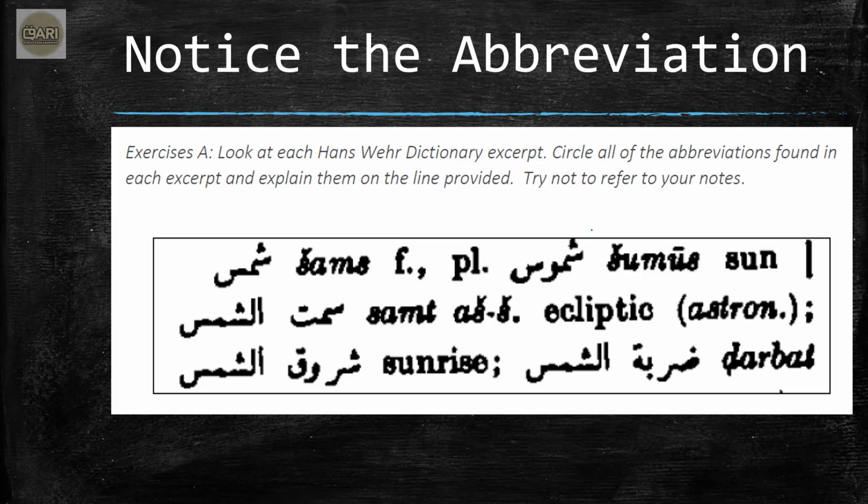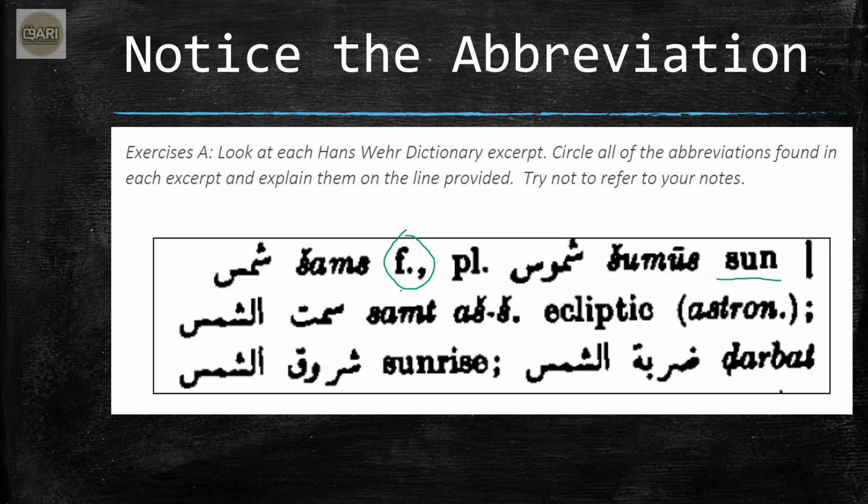I'm going to go ahead and do it because you have the ability to pause the video. So our first one is F, here for feminine. That lets us know that the word shams, which is used for sun, as you can see here, is a feminine word, even though it doesn't have a ta marbuta on the end. So qamar, which is moon, is masculine, but shams, which is sun, is feminine.